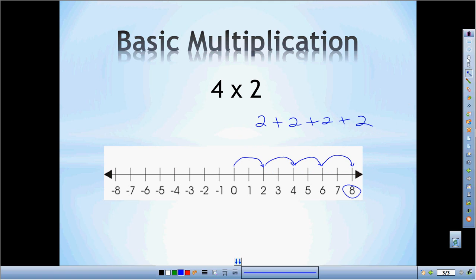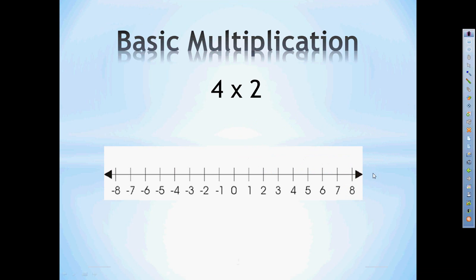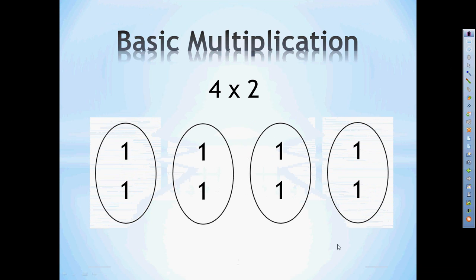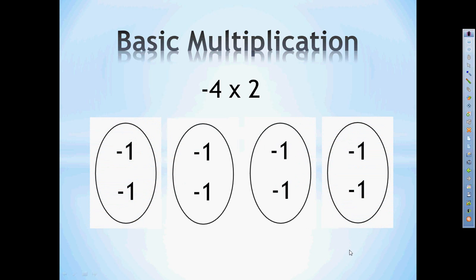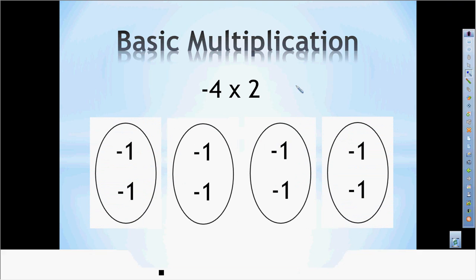Another way of looking at that is to say that 4 times 2 is the same as 4 groups of 2. And if you count up everything in all of your groups, you end up with 8 as well. But what happens if we multiply a negative 4 by 2? Well, negative 4 is the same thing as opposite 4. So when we multiply a negative 4 by 2, we don't have 4 groups, we have 4 opposite groups. And the 4 opposite groups look like this. When you count up everything in your 4 opposite groups, you get the number negative 8.